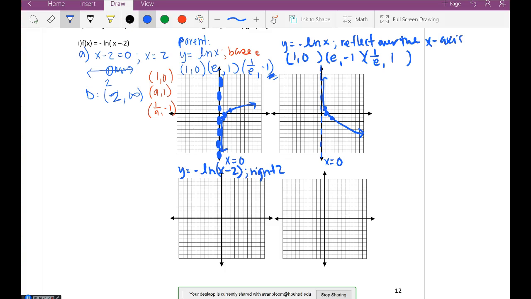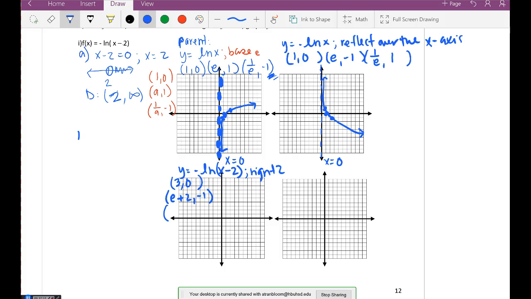Okay, points, can you please give me one of the points, Tristan? 3, 0. Perfect, 3, 0. I'm adding 2 to all values of what? X, good. For e though, I'm gonna keep e class as e. So e plus 2, keep it as is, okay? And then I'm gonna do, what's 1 over e plus 2?